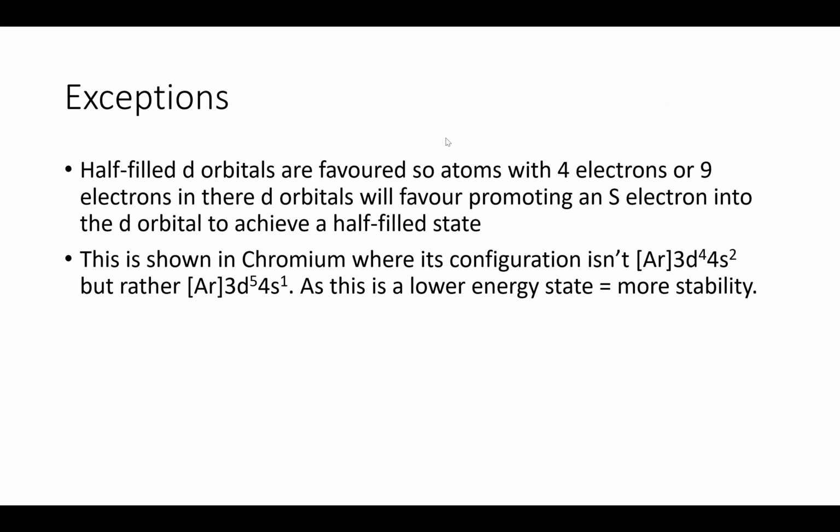Some exceptions: a half-filled d orbital is favored. So atoms with 4 electrons or 9 electrons in their d orbitals will favor promoting an s electron into the d orbital to achieve a half-filled state. This is shown in chromium, where its configuration isn't 3d4 4s2, but rather 3d5 4s1, as its lower energy state is more stable.